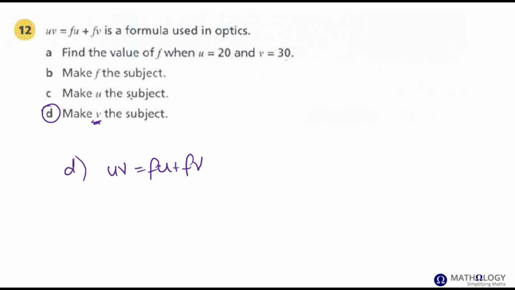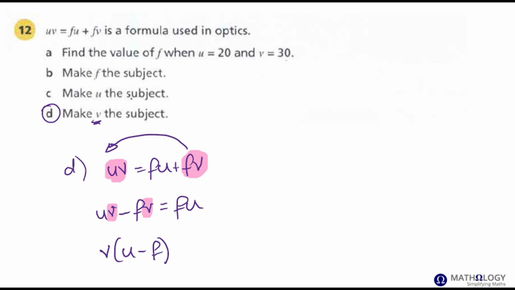We now want to make v the subject of the formula. The terms containing v are on the left, uv, and on the right it is fv. We need to get these two terms together. So we're going to take this term fv over to the left, so uv minus fv equals fu. We now need to isolate v from these two terms, so we're going to factorize. So v times u minus f equals fu.